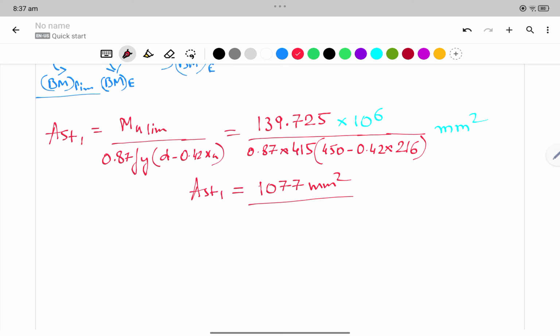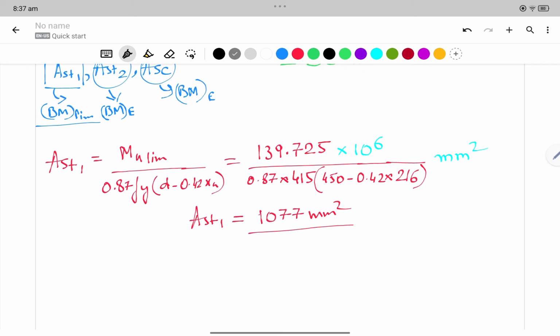So now we will calculate AST2. See, the AST2 is calculated for bending moment extra. So we will write here bending moment extra divided by 0.87. Just the lever arm will change here. It will be D minus DC. As you have seen, in doubly reinforced there are two lever arms. So for bending moment extra, the lever arm is D minus DC. Okay, so now we will calculate it.